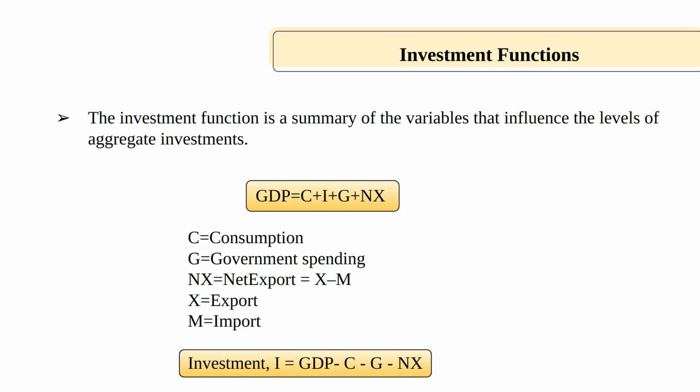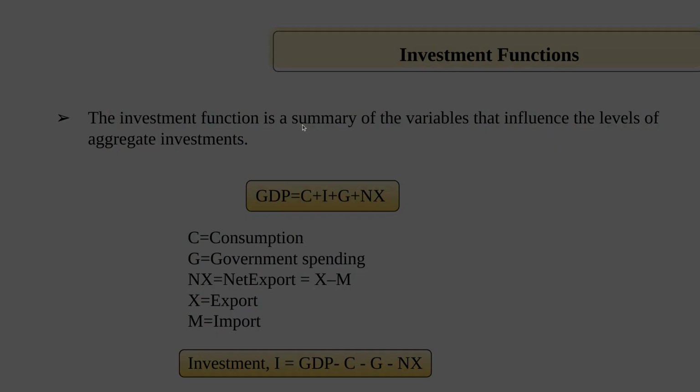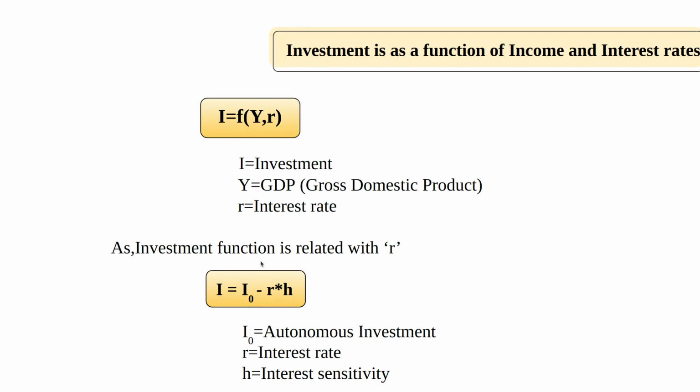Now let's talk about investment. Investment represents how much businesses spend on capital like machines or buildings. The investment function is related with r: I is equal to I naught minus h times r. Here I naught is autonomous investment, which is independent of income. R is the interest rate. h measures how sensitive investment is to changes in the interest rate.